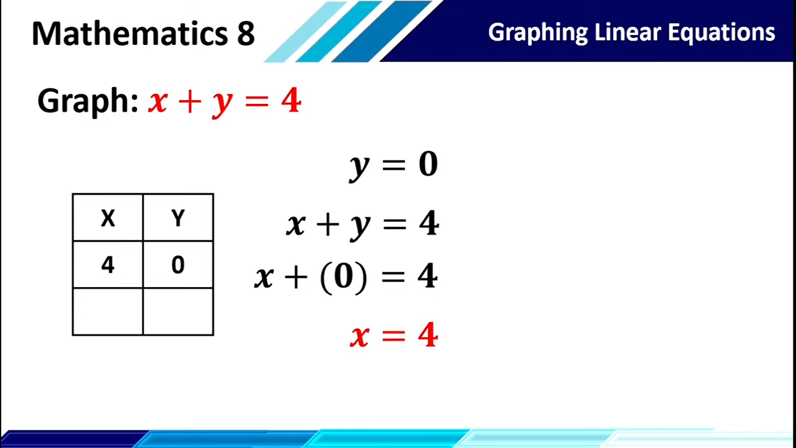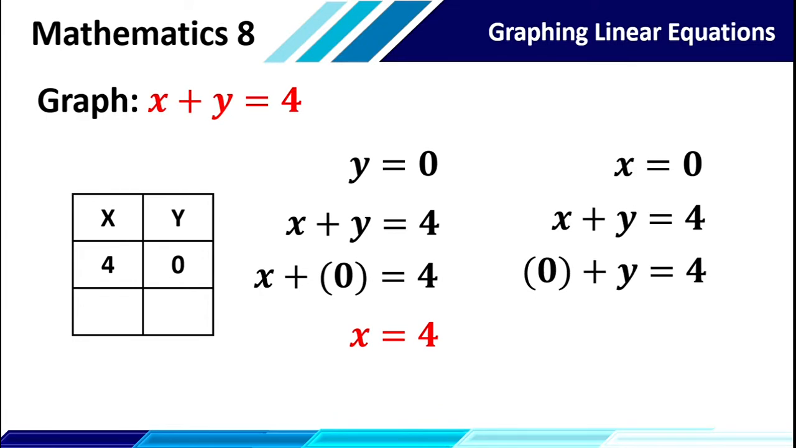Next is to locate our y-intercept. To do that, we need to set the value of x equal to 0. The same process, just copy our original equation and substitute 0 for x. So we will have 0 plus y is equal to 4. To simplify this one, we have y is equal to 4. Therefore, our y-intercept is (0, positive 4).